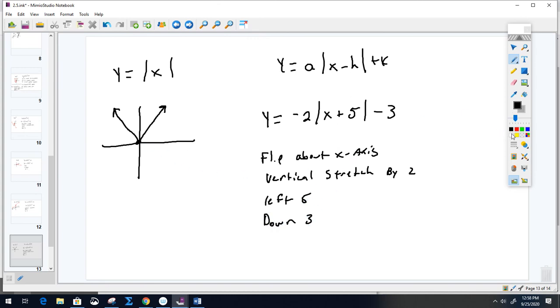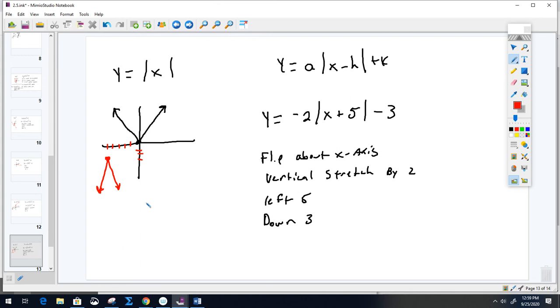Okay, so again, that new graph would look something like this. Left 5, 1, 2, 3, 4, 5. It's going to go down 3. Okay, so there's where the vertex would be. Then it's going to be a little bit skinnier, and it goes down because it's negative. So it looks something like this. If all I did was ask you to explain it, then this would be what that graph would look like.